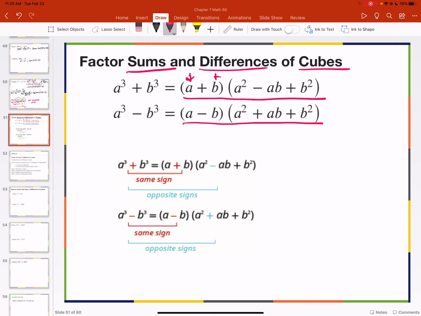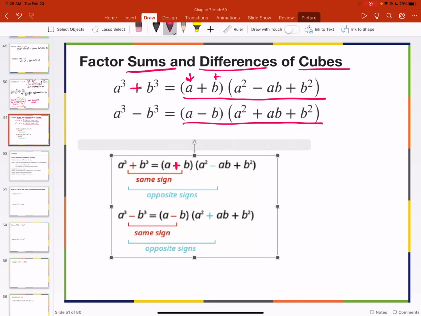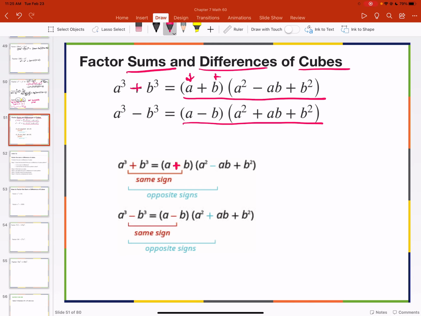Okay, note the following. If it's A plus B, your first sign is the same, then it alternates, right? Then it goes plus, minus, plus. The last sign is always positive. So for the minus case, the first term has the same sign, then it alternates, okay? But then, of course, the last term is positive, okay?